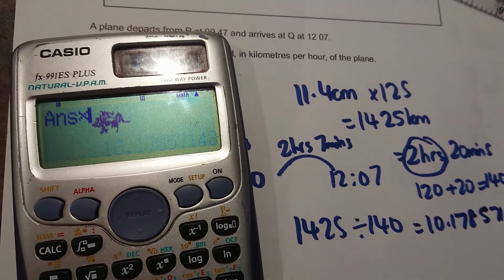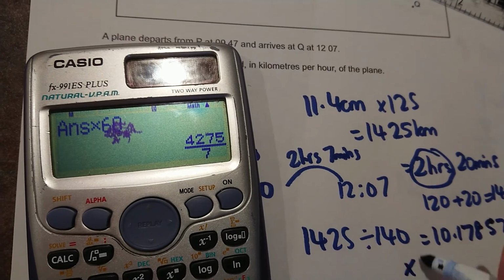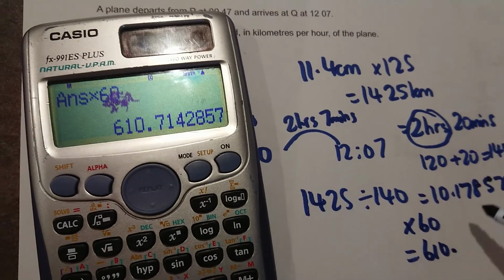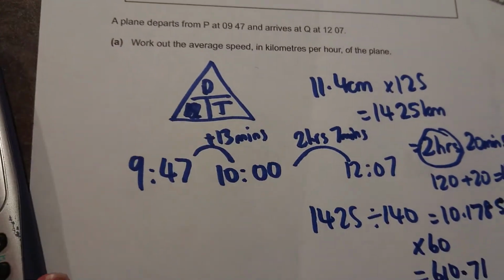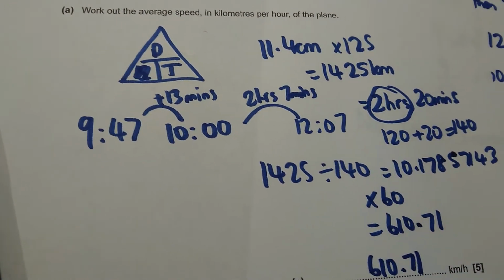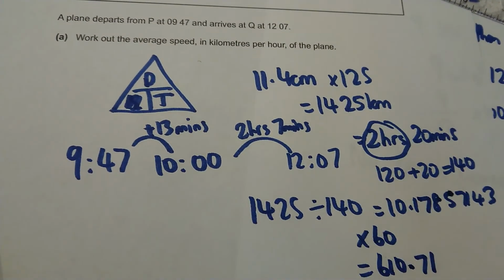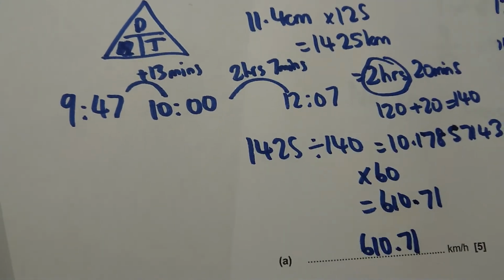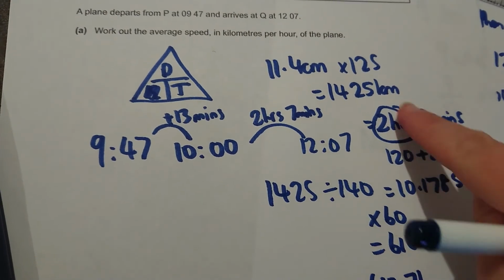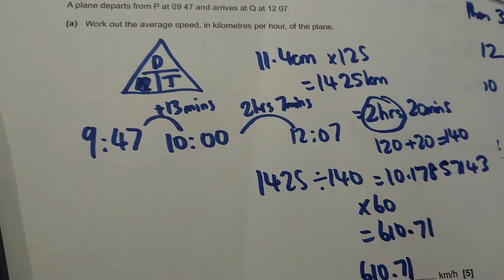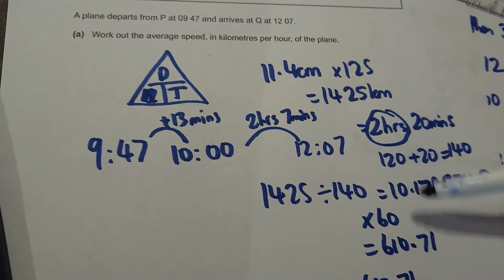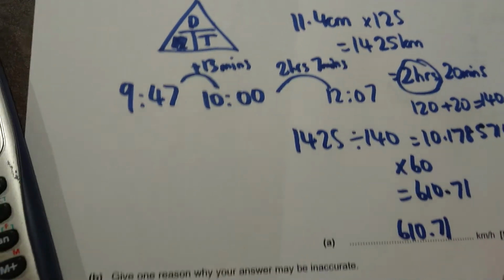There's 60 minutes in an hour, so I'm just going to times that answer by 60. And then I get an answer of 610.71. So check the question. Does it say how to round it? Nope. So 610.71. But you can see how I have written all those workings down. I'm not just typing things in on the calculator and then just literally writing 610.71. If you made a mistake anywhere along here and all you had written was this and there was something wrong with it, that is 5 marks gone. So please make sure you are writing down every step of your workings.